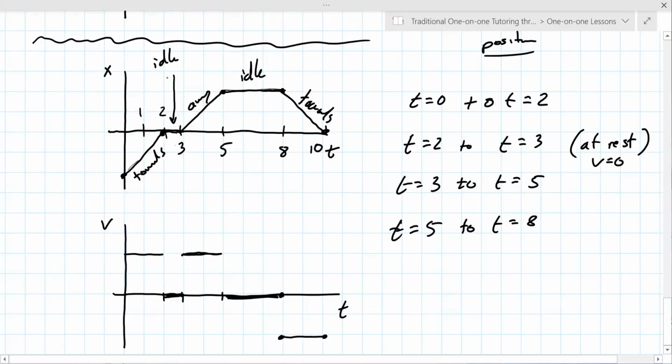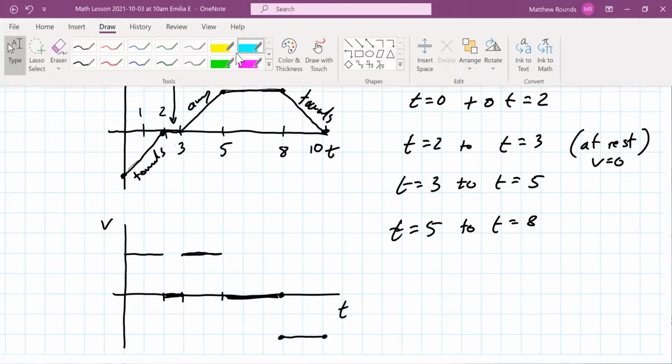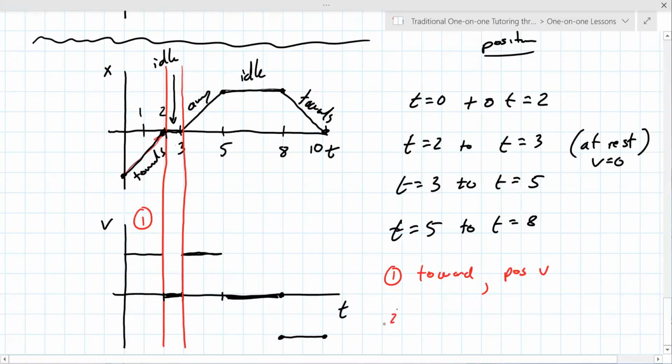So in this first window here, let me grab a different color, we can say the following. Call it number one. Number one, you're moving toward the origin. That's the position. And it has positive velocity. Does that make sense? It's moving towards the origin. Yeah. That's got positive velocity. Then in the second window, it's at the origin and velocity equals 0. So it means it's not moving and it's at home. You're in your driveway.